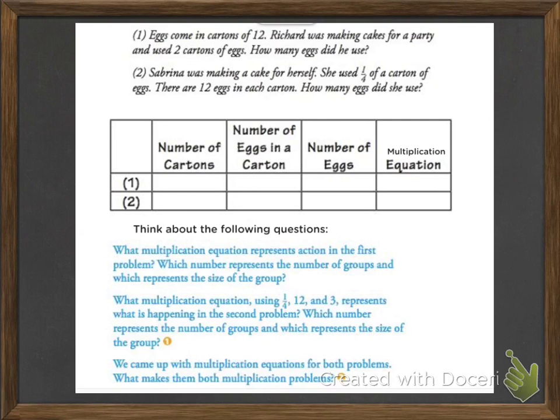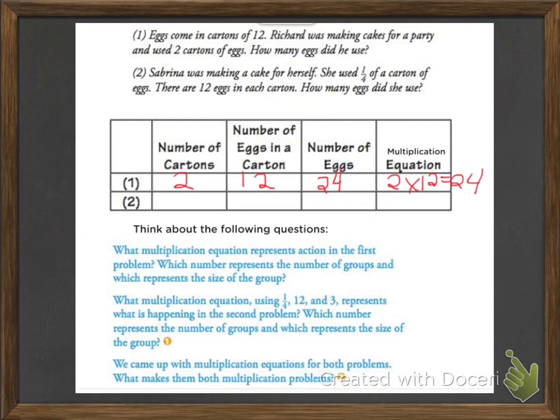Number of cartons that he used, it said 2. Number of eggs in each carton, they said 12. Number of eggs total is 24. So the multiplication equation that would match this is 2 times 12 equals 24.